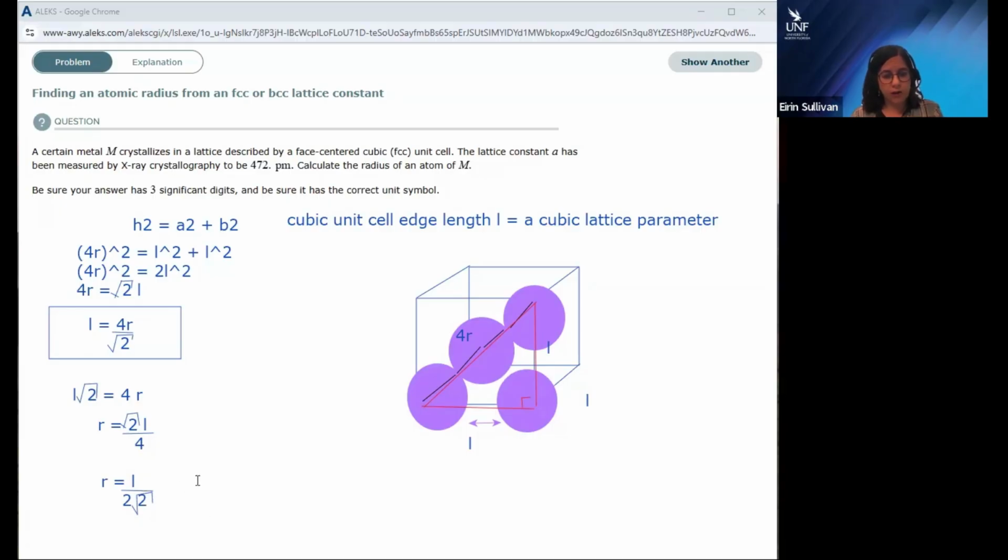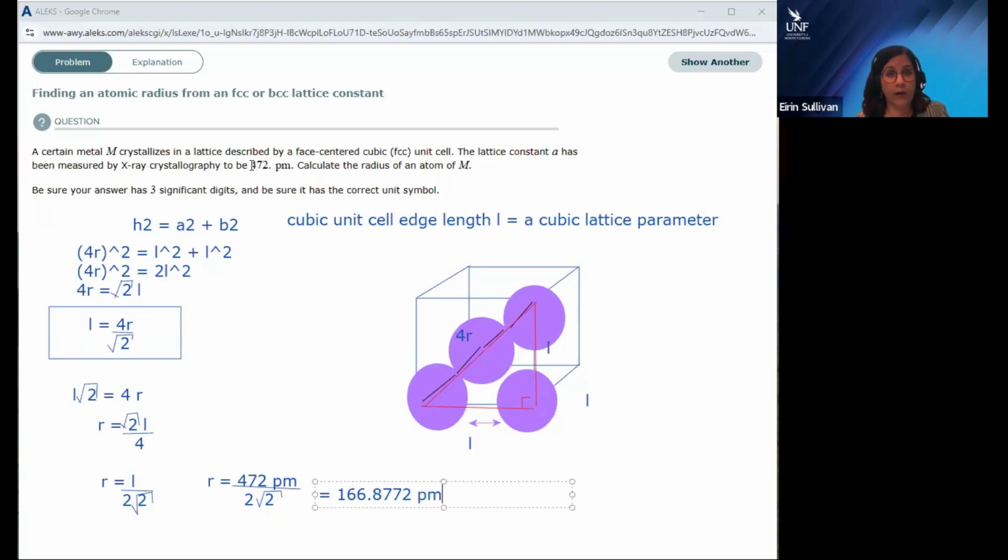So then I can just plug and chug. I want to know what my R is going to be. R is L, which was 472 picometers, divided by 2 times the root of 2, which is just going to be a number. Stick that in on my calculator and let's see what we get. I think I have to use parentheses there. I get 166.8772 and so on, picometers.